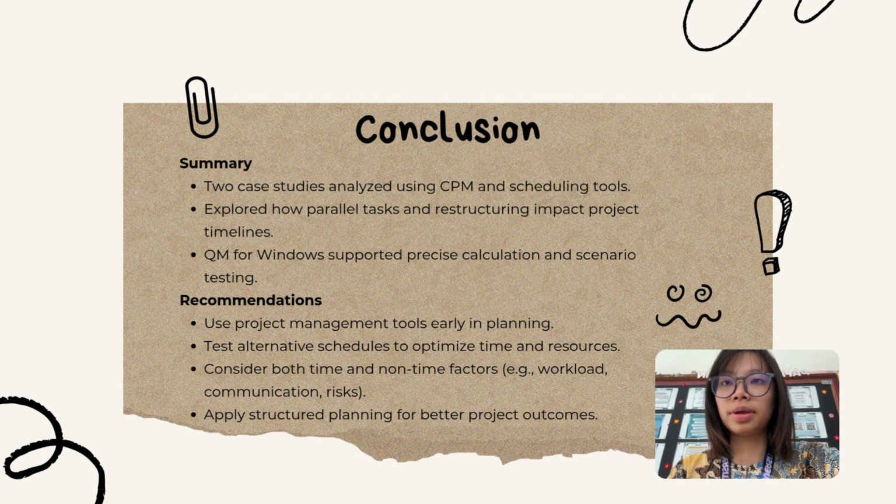scenarios effectively. Based on our findings, we recommend that project teams use scheduling tools like QM for Windows and Microsoft Project from the start of the planning phase. This helps in testing alternative plans and improving efficiency. It's also important to consider not just time but also other factors like workload distribution, communication, and risks. Therefore, applying a structured planning approach like this can lead to better results and more successful project execution.